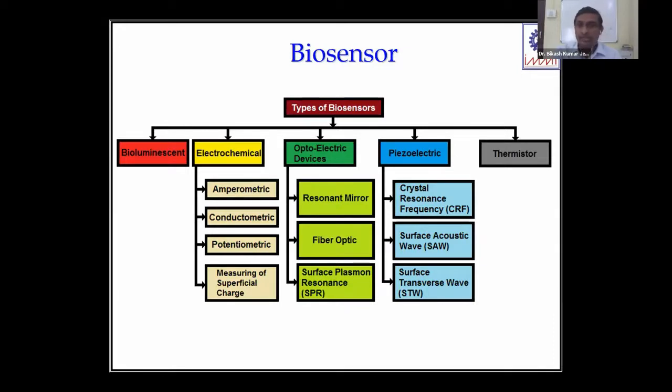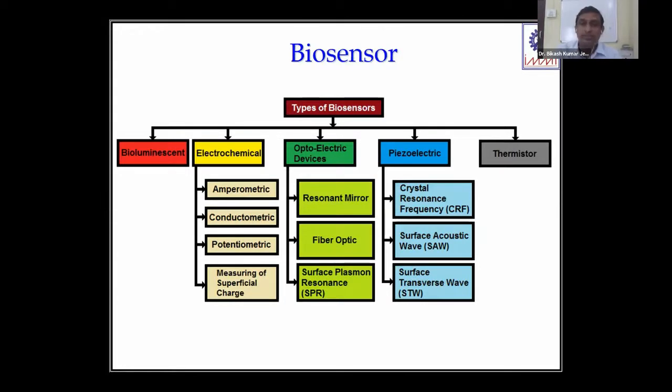Out of that, electrochemical devices have a lot of applications, and so many electrochemical biosensors have been developed so far. Different varieties exist, like amperometric, change in the current; conductometry; potentiometry, where there is a change in the potential; and measuring the superficial charge, like a quartz crystal microbalance. Suppose you put a molecule on this surface, that will give you some change in the resistance, change in the impedance. So we can monitor that through electrochemical means.